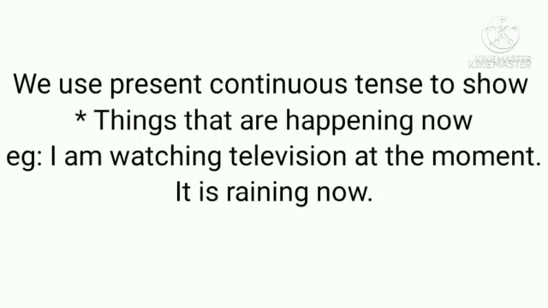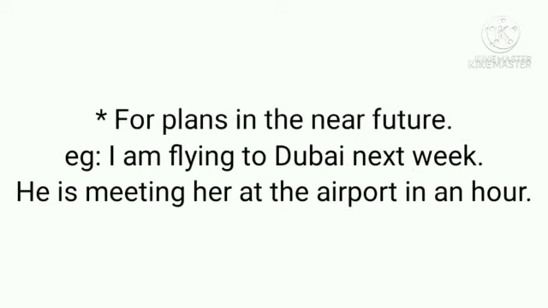We use present continuous tense to show things that are happening now. For example, I am watching television at the moment. It is raining now. For plans in the near future, for example, I am flying to Dubai next week. He is meeting her at the airport in an hour.